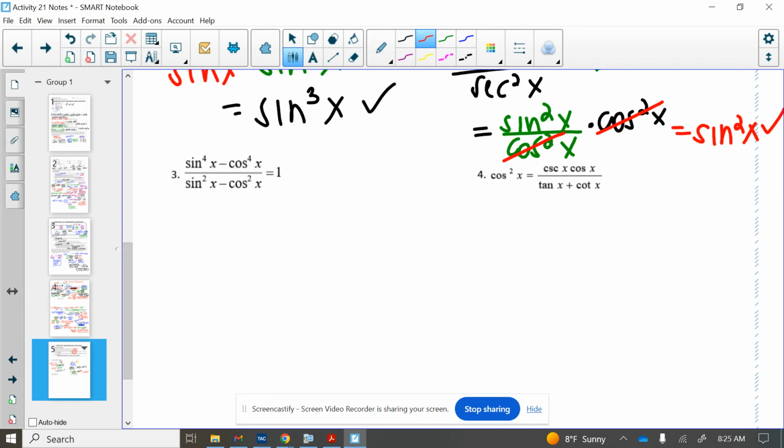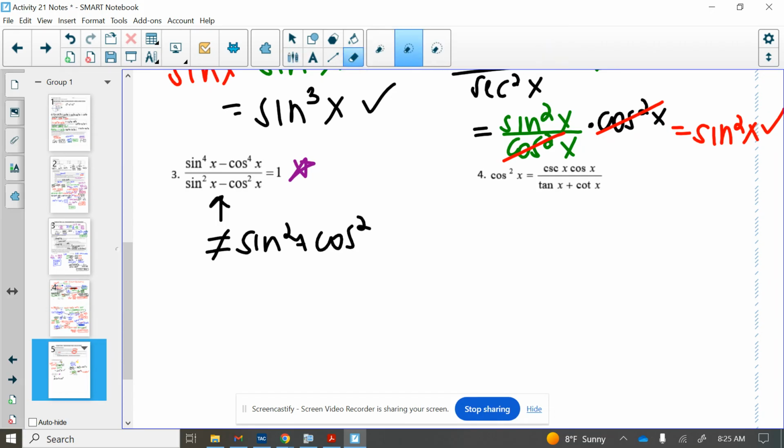In the next example, we want our goal here to be 1, right? That's the less complicated side, so we want to make sure we simplify to 1 using the left-hand side. Now, don't be tricked by the sine squared minus cosine squared. This is a minus sign, so this is not equal to sine squared plus cosine squared, because it's a minus sign, not a plus sign. Okay, so we're going to ignore that for a second.